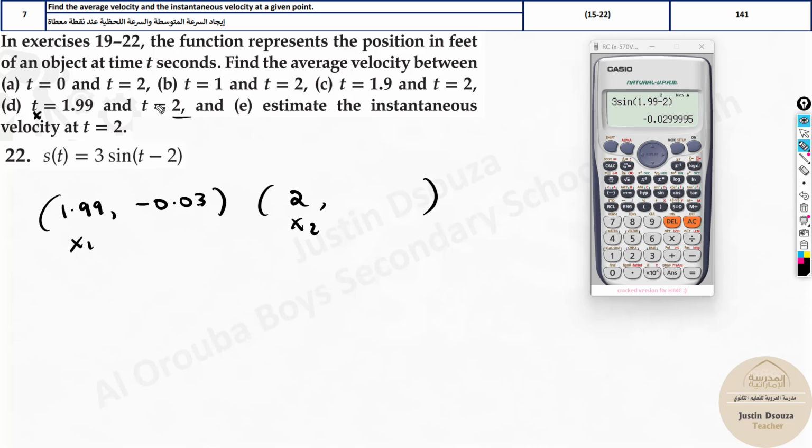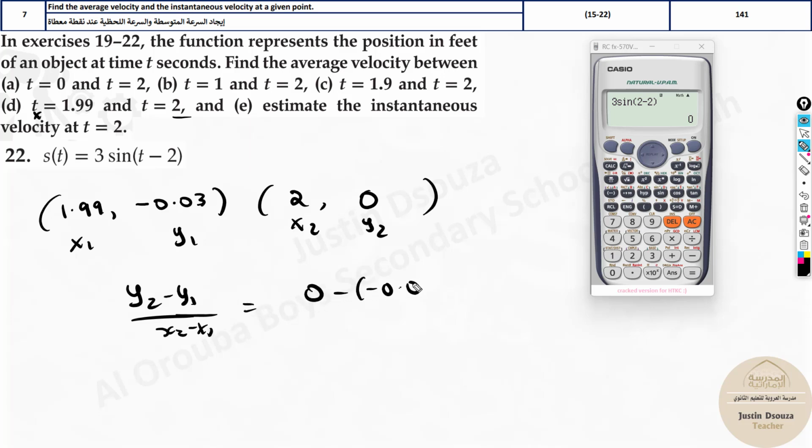Same thing, now do it for the second interval. It's 2, it's going to be 0 over here. Why? Because 2 minus 2 is 0, sine 0 is 0. So this would be 0. Now use the formula. Slope formula is given by y2 minus y1 by x2 minus x1. This is y1, y2. All you do is substitute 0 minus of minus 0.03 divided by 2 minus 1.99. Plug these values in the calculator directly.